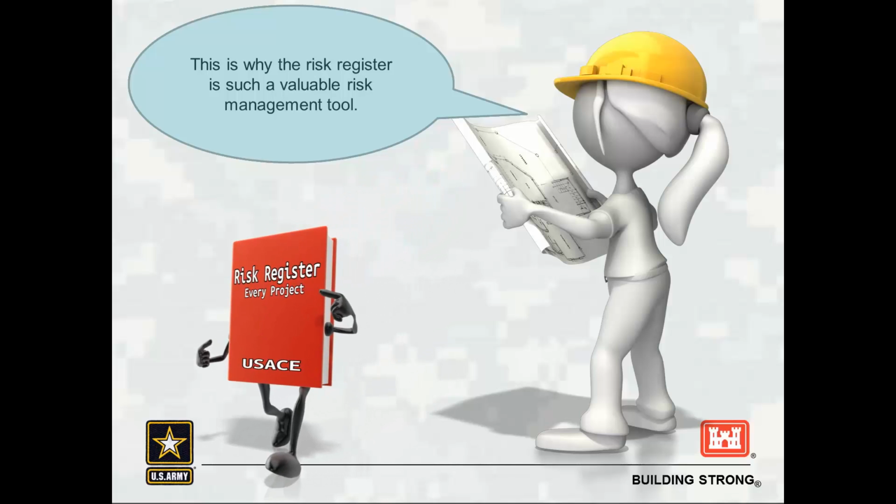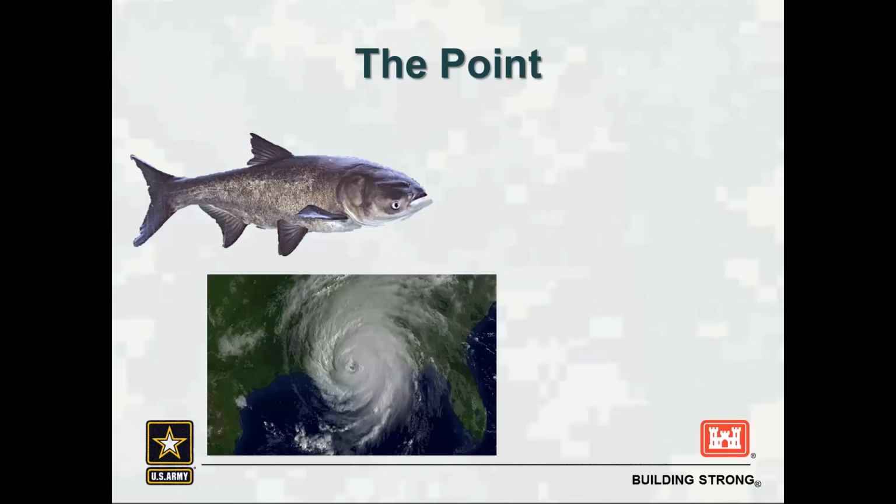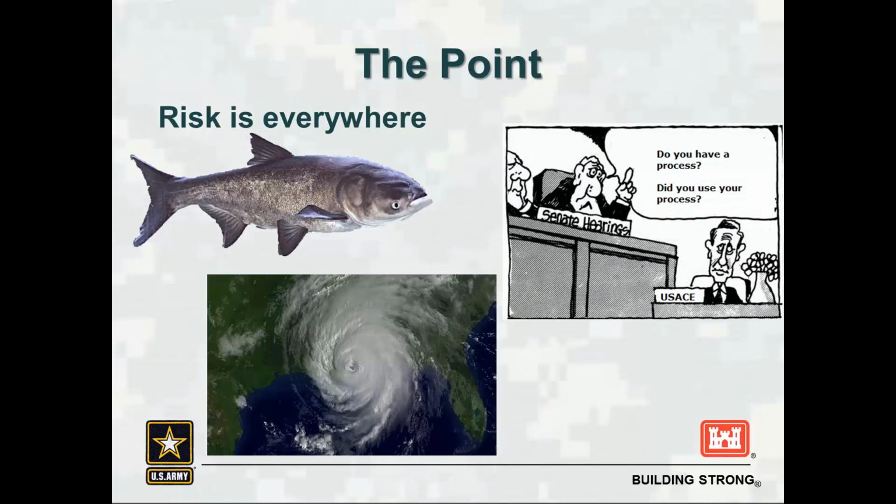Pretty cool, huh? Pretty cool. So the point, we have hazards out there. Asian carp, hurricanes, risk is everywhere. We don't want to end up in this position. Do you have a process? Do you have a risk management process? And right now, that's an important question to ask. What would your risk management process be right now as an organization, as an agency? And more importantly, are you using that process?